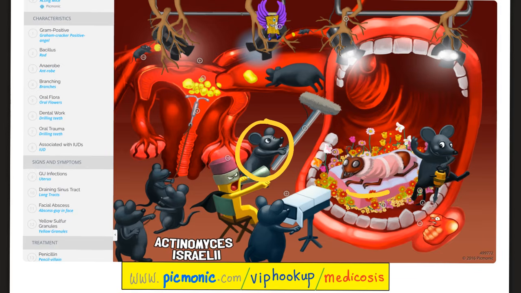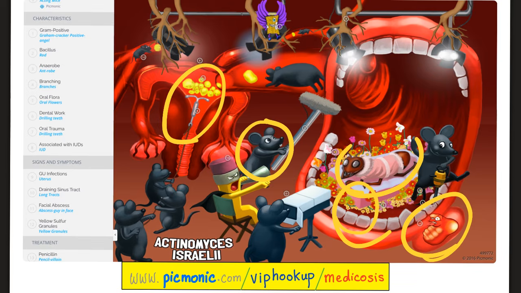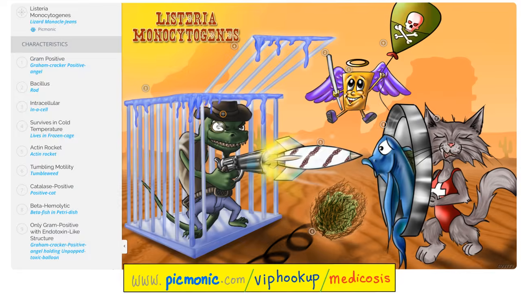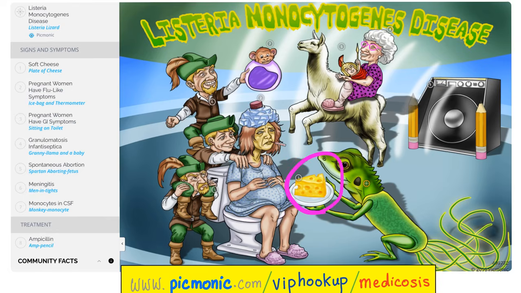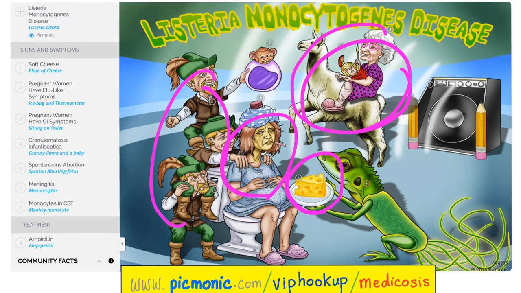Actinomyces israelii, this is the oral flora, dental work and microabscesses, GU problems, intrauterine devices, and please don't forget the sulfur granules. Don't forget that they are branched, and don't forget it's penicillin. Listeria, please remember the exotoxin, the catalase positive, the beta hemolytic, the actin rockets, the tumbling motility, the cold temperature. Listeria disease, remember cheese, pregnant mothers with flu-like symptoms and GI symptoms. It can cause meningitis and granulomatosis infantiseptica, as well as spontaneous miscarriages. We call it monocytogenes because it has monocytes.